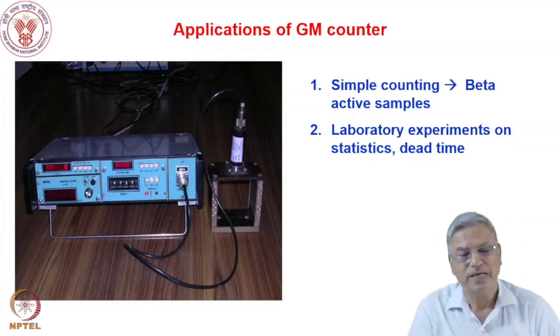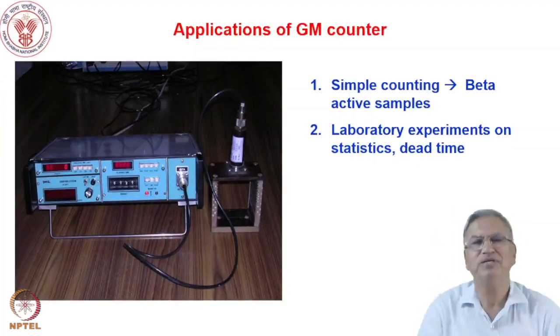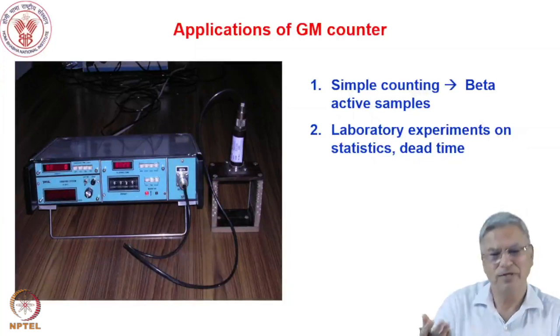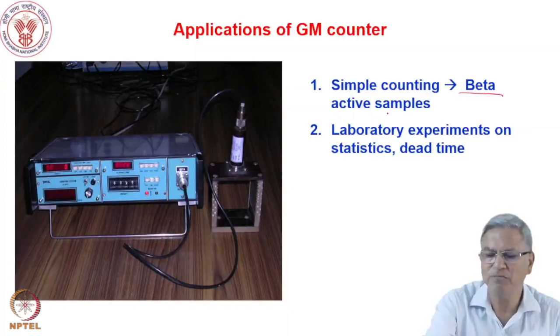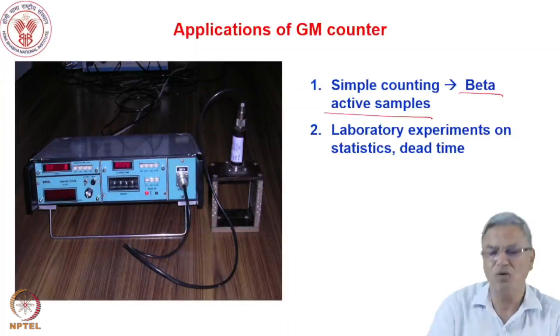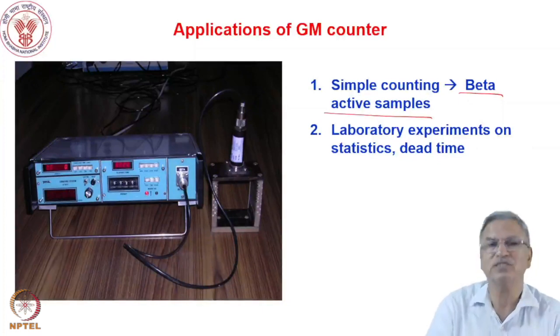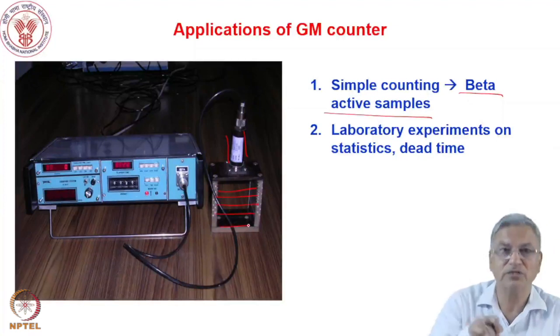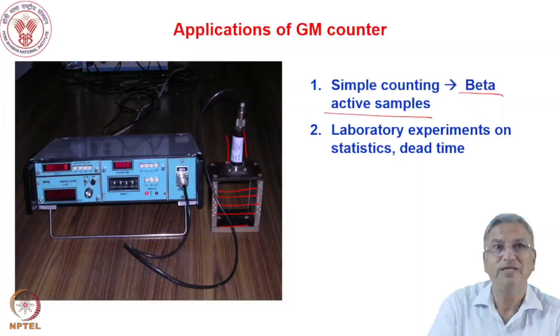Lastly, the applications of the GM counter. As I mentioned, you cannot distinguish between different radiations and different energies, so they are used for simple counting. If you have a beta active sample, you can count the activity. Or in a laboratory, you may want to do experiments on statistics or dead time determination of a GM counter. This is a GM tube, and you can put the samples in different geometries; these are the slots where you can put the sample.